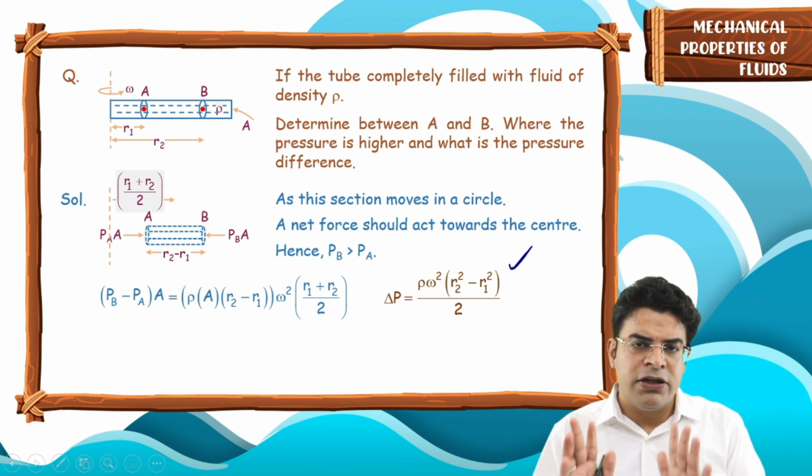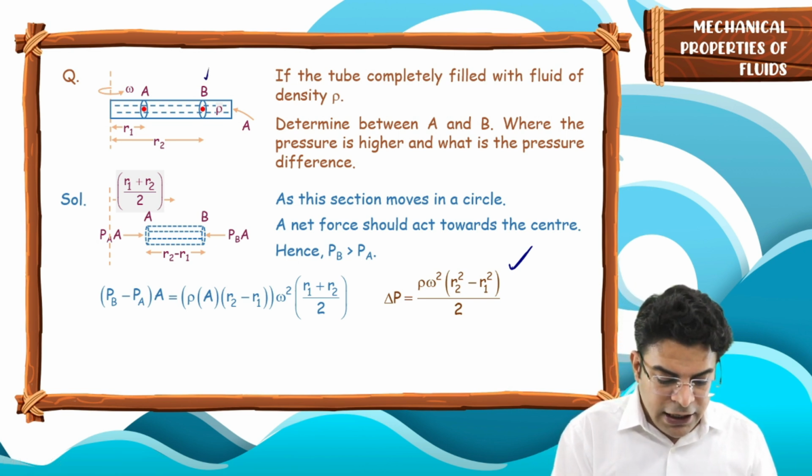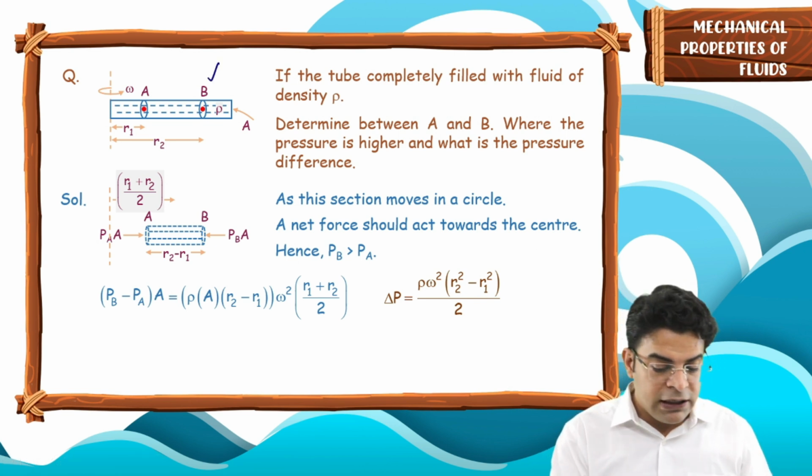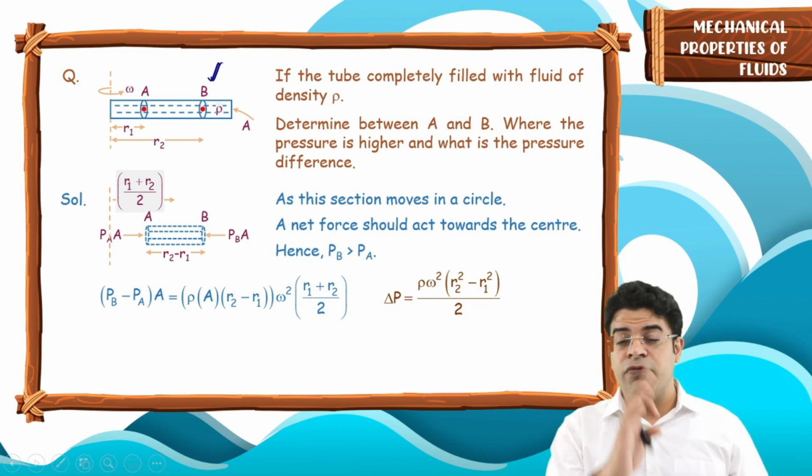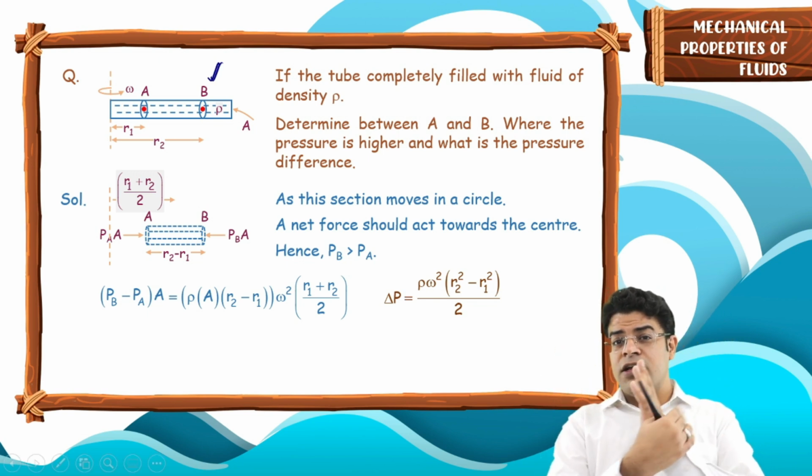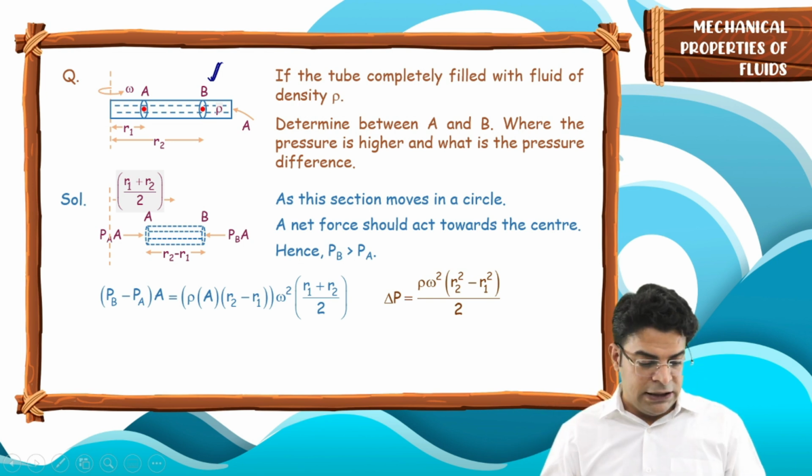In your NEET paper they will ask you, out of A and B, which one has higher pressure. So remember that the pressure of B is more than the pressure of A, as this part moves in a circle, so there has to be a net force towards the center.